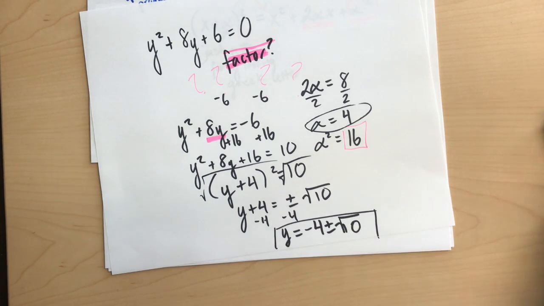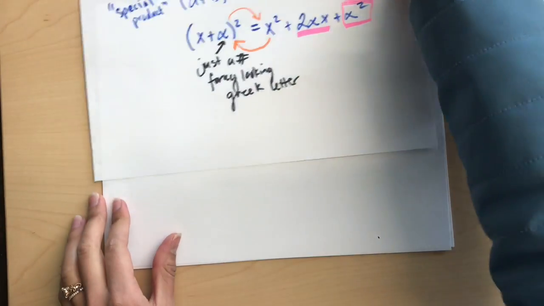Obviously, it would really be hard to come up with that number in your head. So we solved by completing the square. Let's do another example.